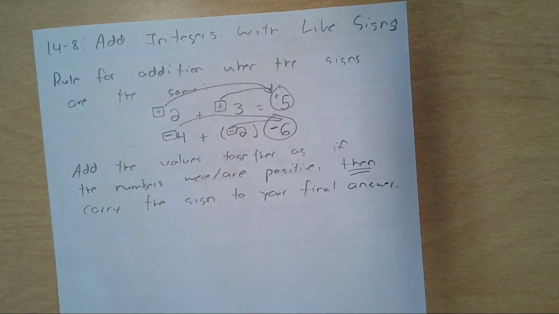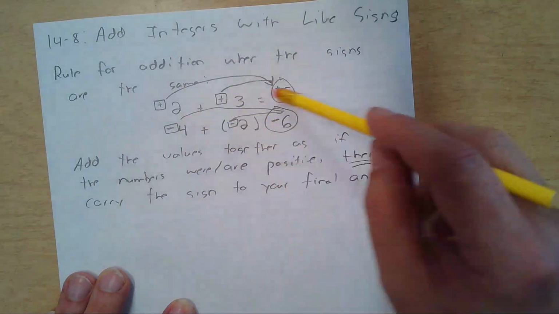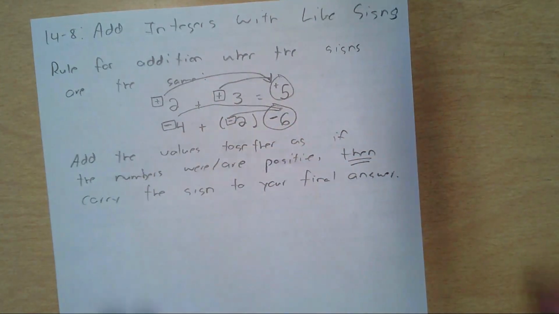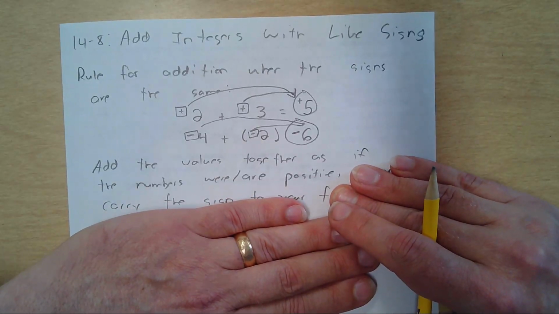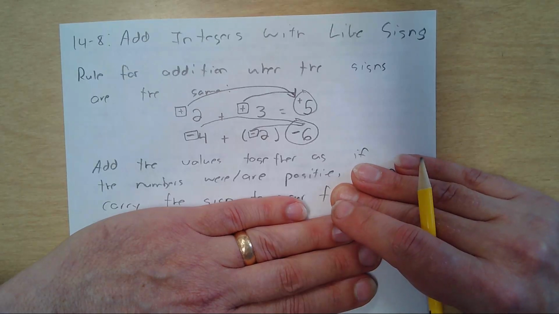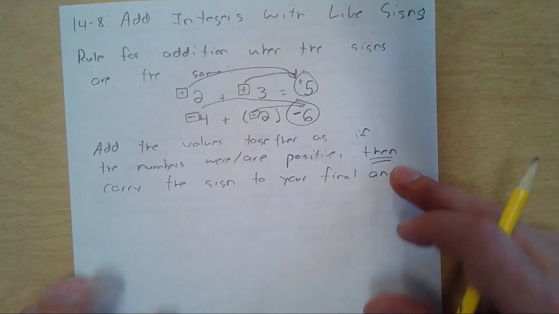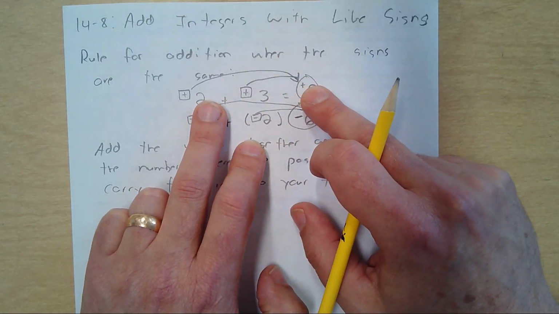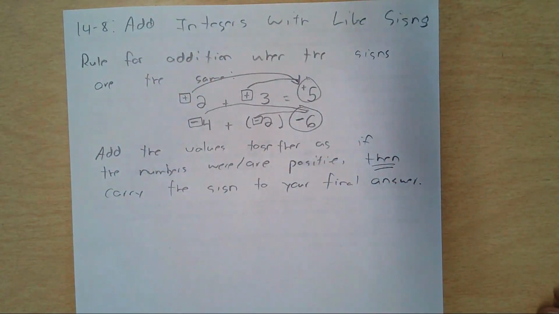For subtracting your add. Add the values together as if the numbers were positive. In this case, they already are positive, but pretend this is just 4 plus 2. That's the first step here. Add the values together as if they are positive numbers. So I say, what's 4 plus 2? 4 plus 2 is 6. Then, step 2, look at the sign. If it was two positives, you carry that positive to your final answer. If it was two negatives, you carry that negative to your final answer.